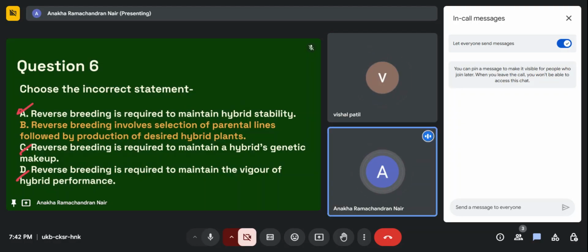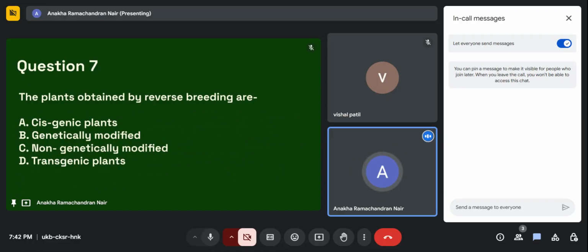So you're making parental lines so that each time you cross that parental line, you get the same genetic makeup for the hybrid, right? So option B is the incorrect statement in this because it is saying that reverse breeding involves selection of parent line followed by production of desired hybrid plants, right? So that is not the correct statement. It is the opposite of it, right? So it involves the selection of a hybrid plant followed by the production of parental lines, right? So you are correct in that case. So let's move on to question number 7.